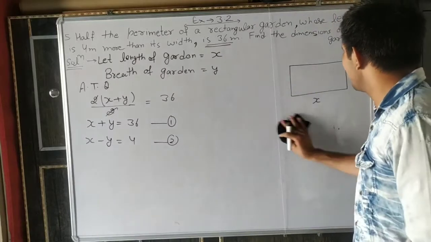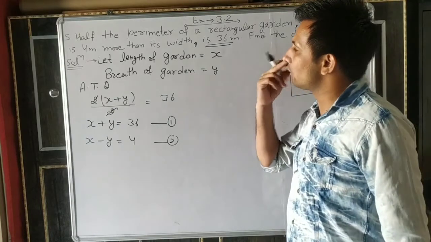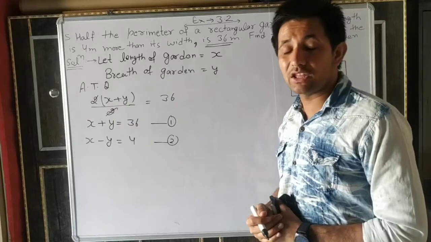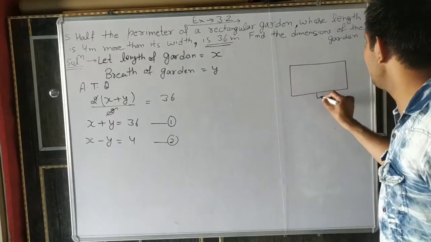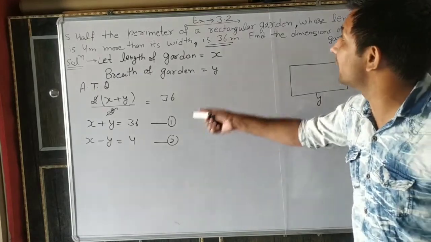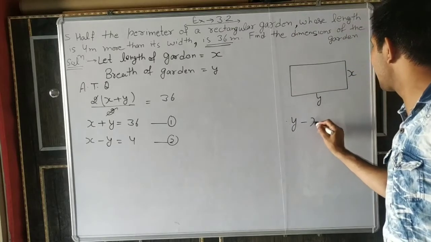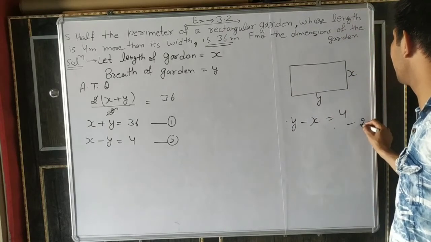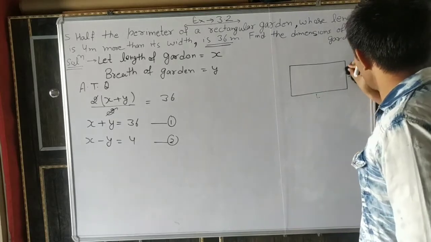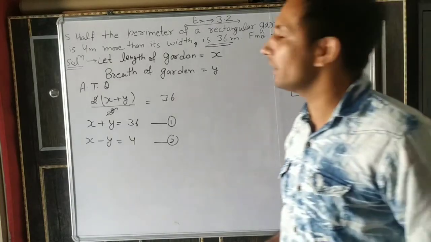If you want to ask, sir, why are you taking length as x? We are not taking length as y. You can take y as length and x as breadth. If you take y as length, then because length is more, what will you write? More minus less equal to 4. It is the second equation. But we have already taken x and y, so it is your second equation.